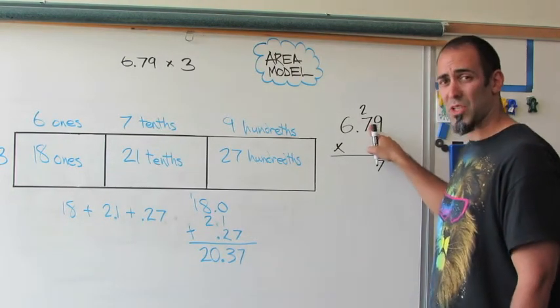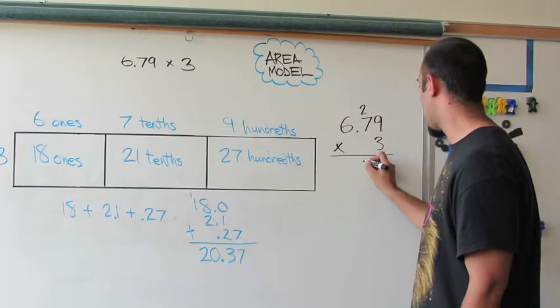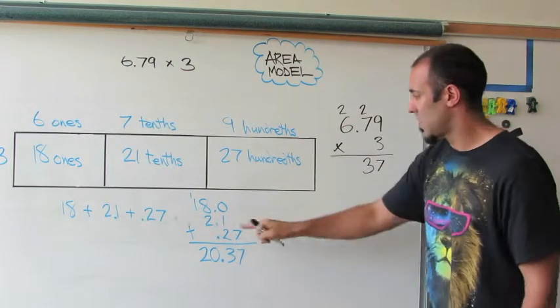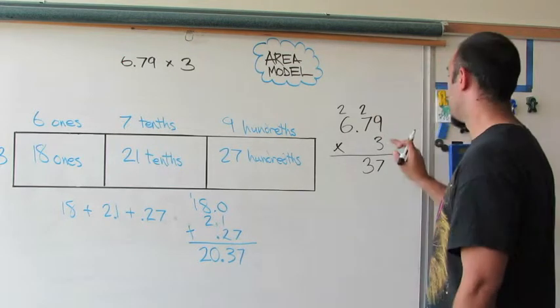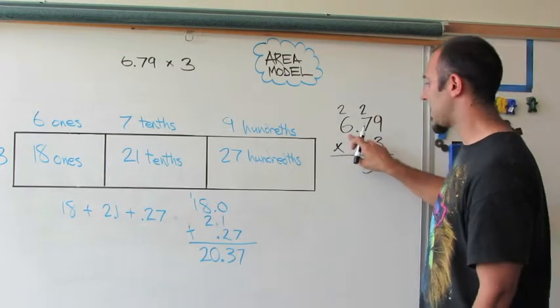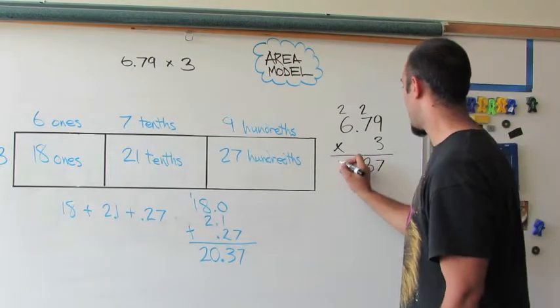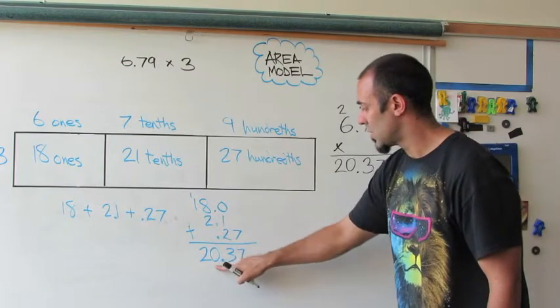3 times 7 tenths is 21 tenths plus 2 tenths. So I have 23 tenths. There's my 21 tenths. When I add them together, I have 3 tenths. 3 times 6 is 18. There's my 18 wholes plus 2. I have 20 wholes. 18 plus 2, 20 wholes.